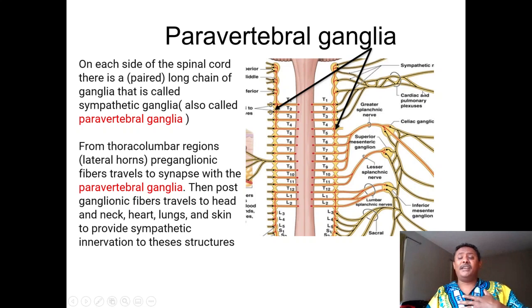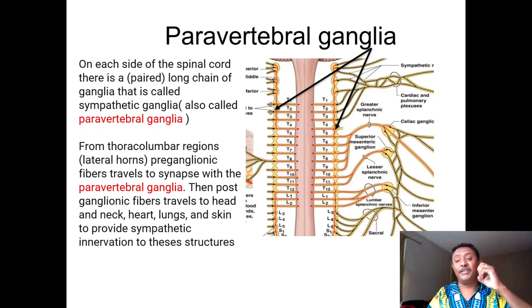And it's going to go in the thorax area. It's going to go to the heart and to the lungs through what we call cardiac and pulmonary plexuses, right? Let's say this one more time. The postganglionic, where does it go? It goes to the head and neck, namely to the eye, right? To cause the pupillary dilation, right?